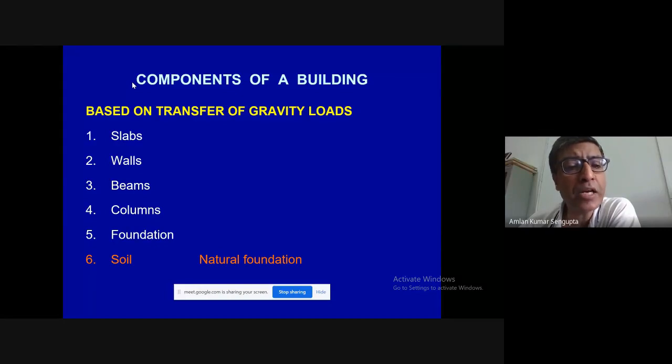If it is a framed structure, then the load of the slab goes to the beams. From the beams, it goes to the columns. From the columns, it goes to the foundation. From the foundation, it is going to the soil. Now, in this course, we are not covering the soil. This is covered in your geotechnical course.